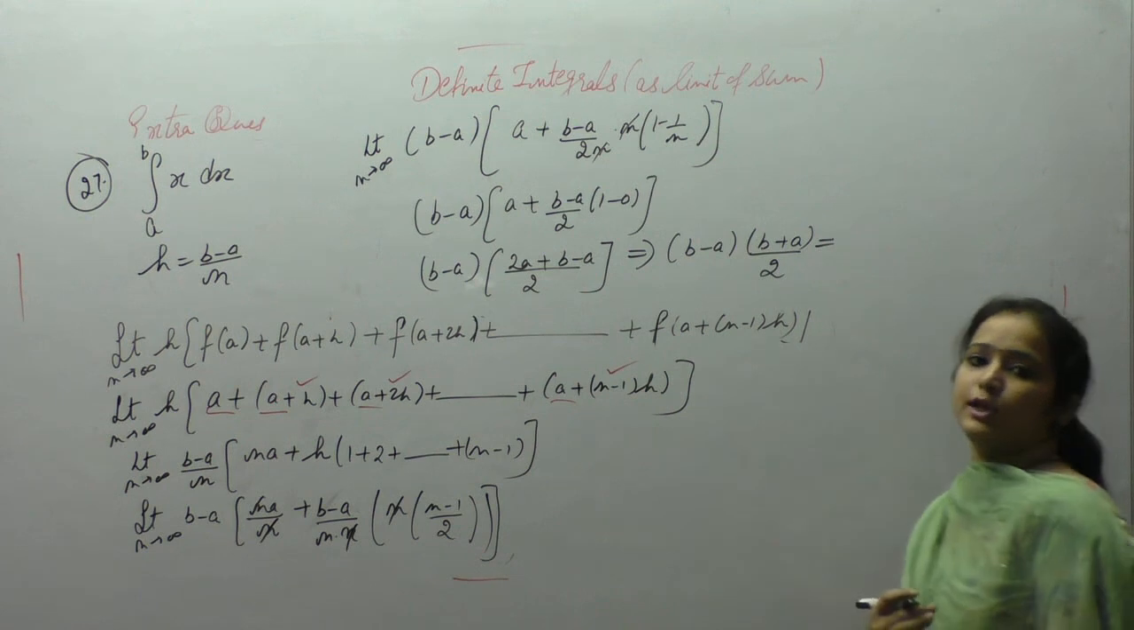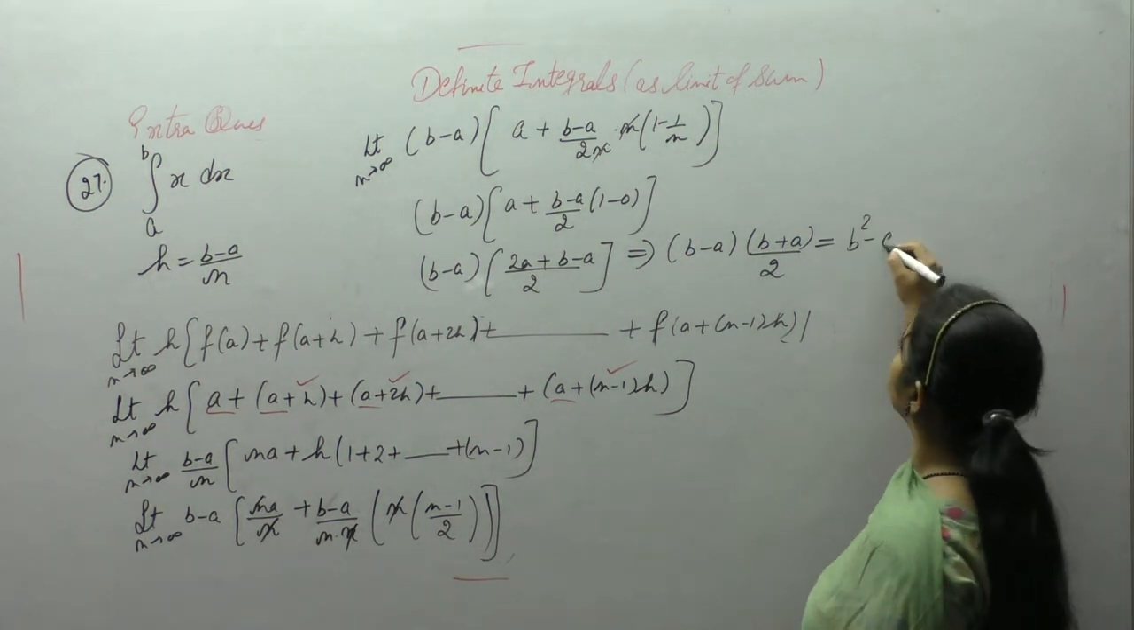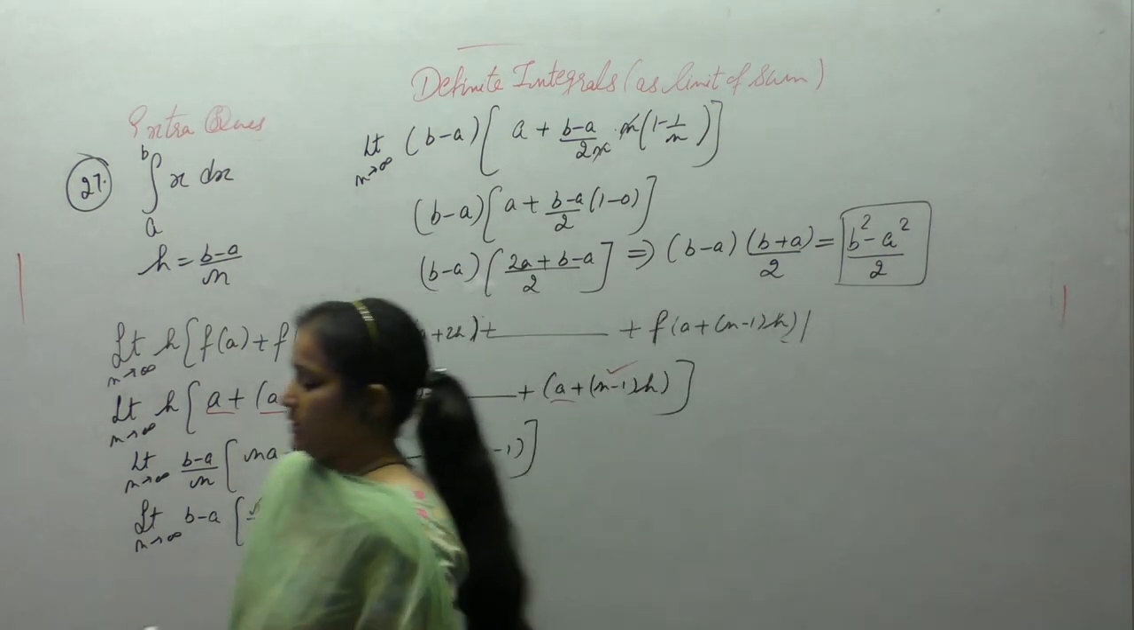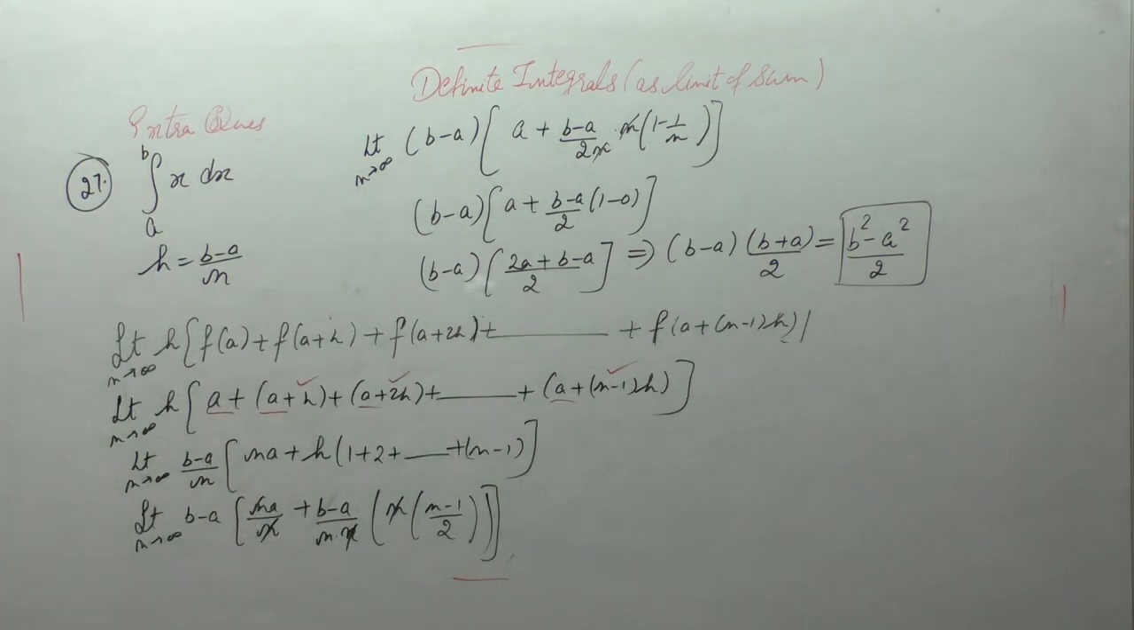(a plus b) into (a minus b), b square minus a square by 2. So the answer is b square minus a square by 2.